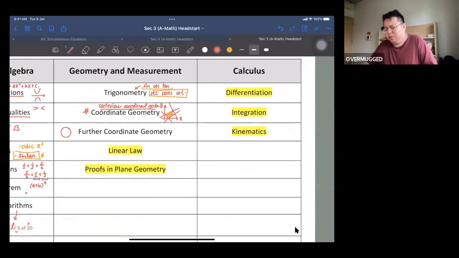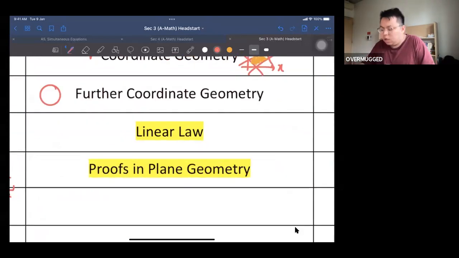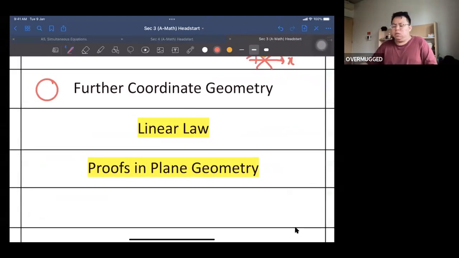Now let's talk a little bit about the 5 yellow chapters. These 5 yellow chapters are in Sec 4, and they are a step up in difficulty, of course. So let me introduce a little bit. Linear law. So what does this mean? The basic understanding of what linear law is about is converting a funny equation. Let's say y equals to abx.